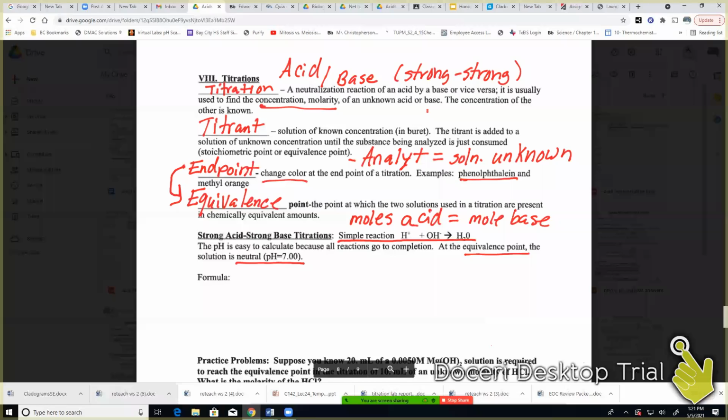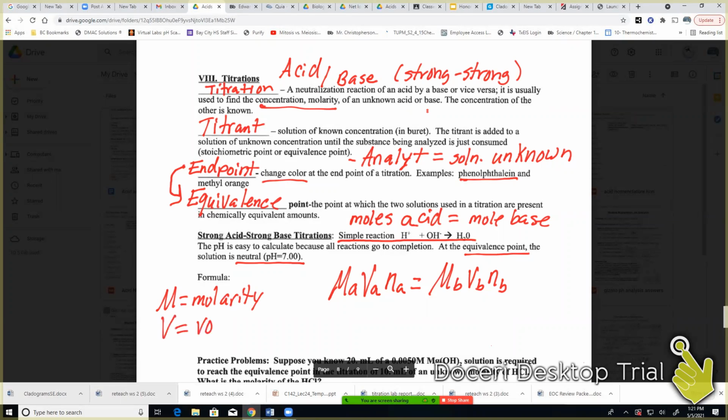Now, if I did a strong base with a weak acid, that equivalence point would still be in the base area. The only time you're going to have your pH at about 7 is when both are strong. So the formula we're going to be using for this is MaVaNa equals MbVbNb. It looks like our dilution formula that we've already used, with a couple of N's tacked on. M is molarity, big M.